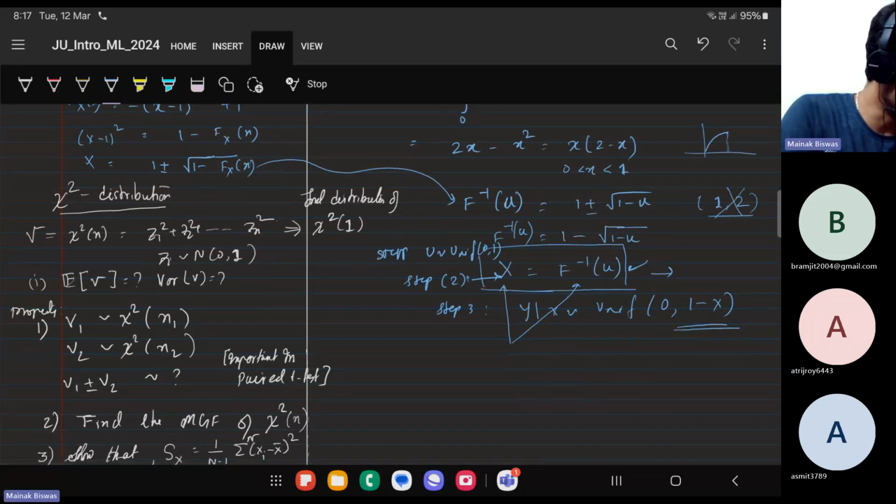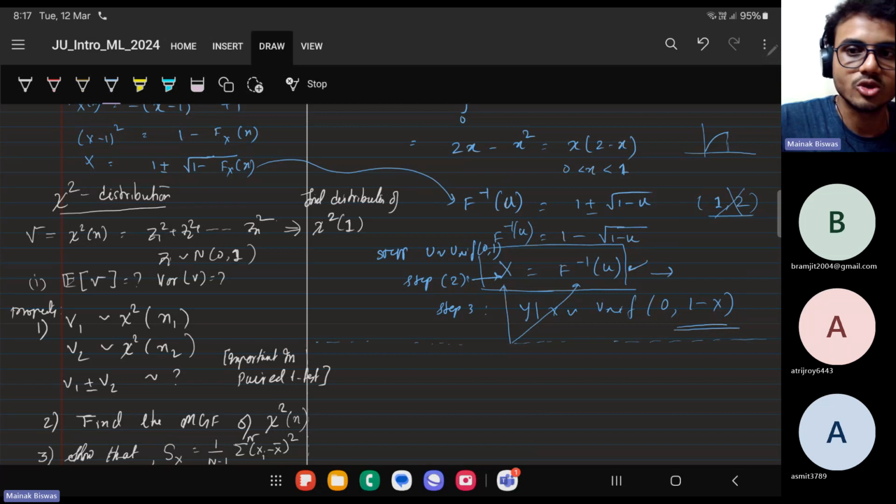If you haven't, please go back and look at it. How we are sampling from any distribution if you only know how to sample from a uniform distribution.